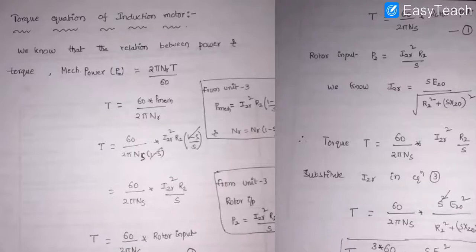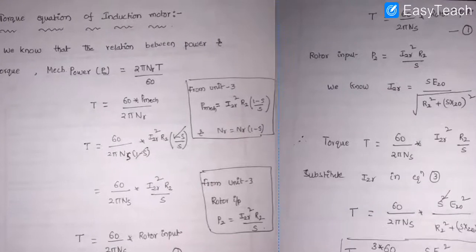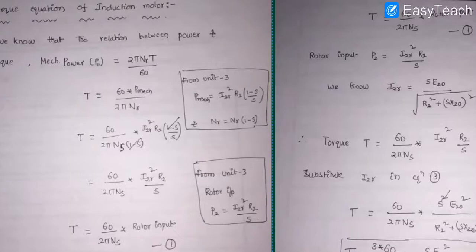From the third unit we have the mechanical power P equal to I2R square into R2 into (1 minus S) by S, and NR is Ns, sorry, here Ns into (1 minus S). So NR equals Ns into (1 minus S).